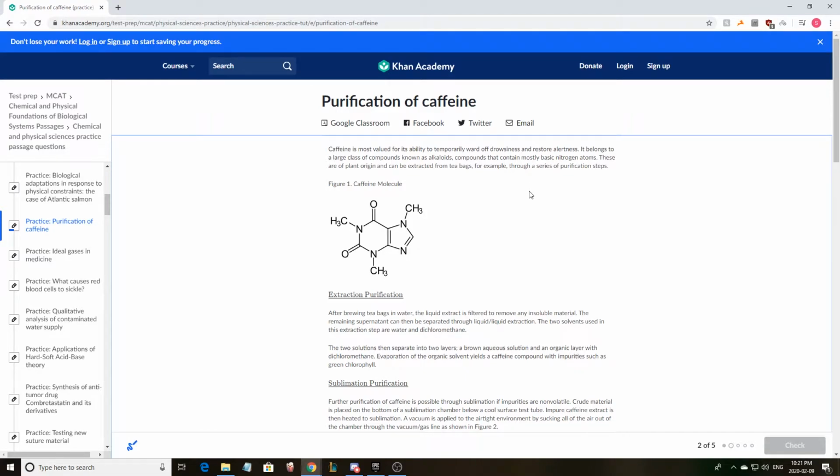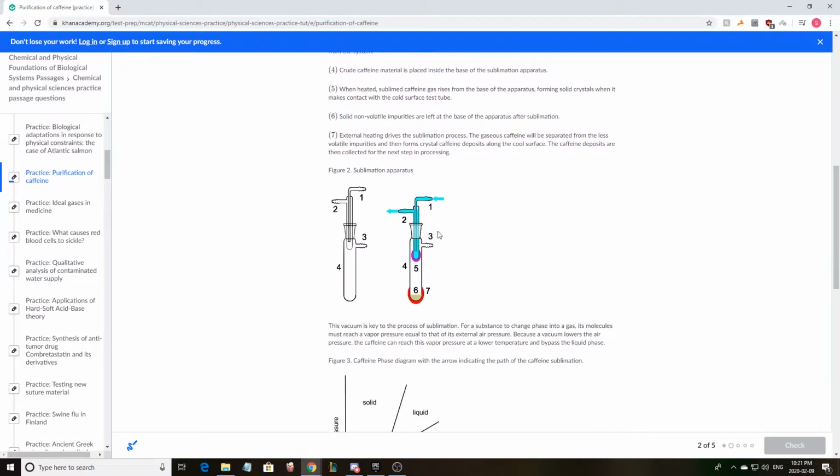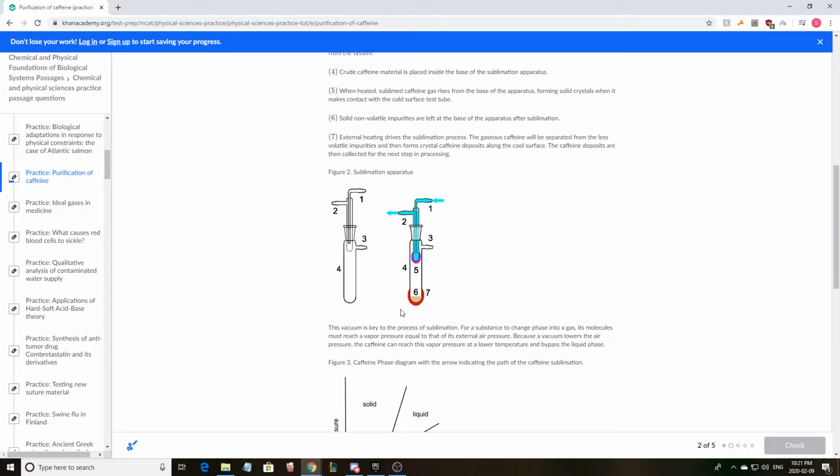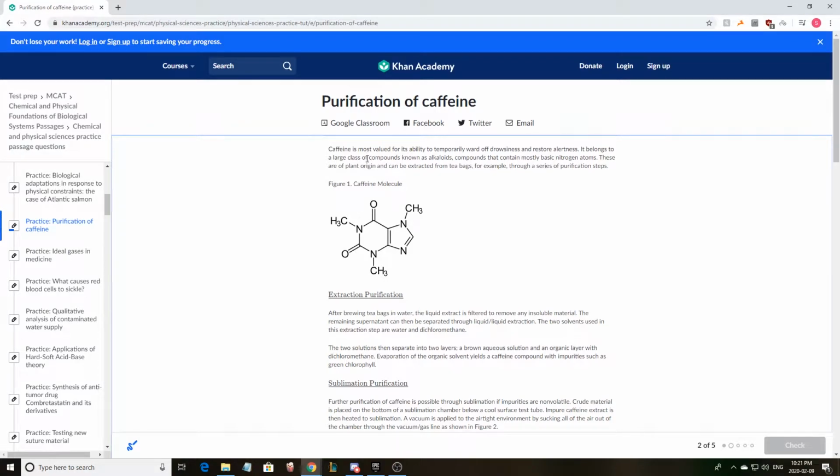Hey everyone, welcome back. I'm going to be covering another chemistry-based passage today called Purification of Caffeine. And just scrolling through it, this one has a lot of experimental considerations and graphs, so I think it'll be a good case to cover.